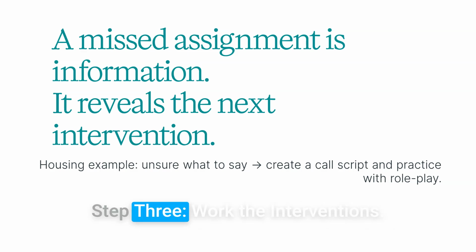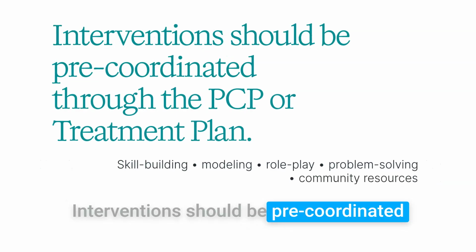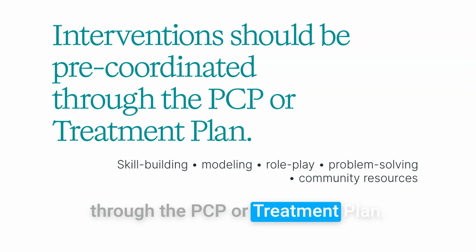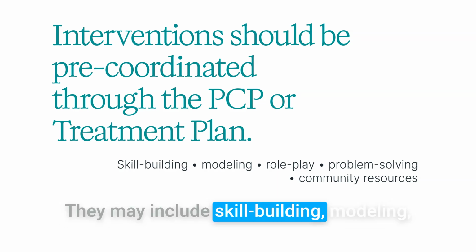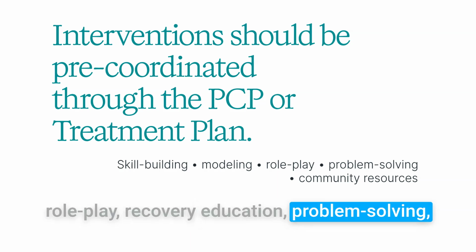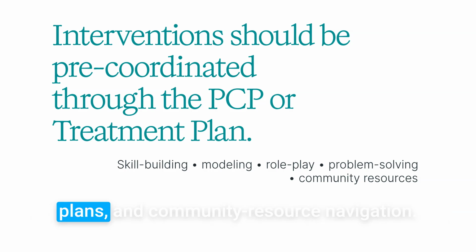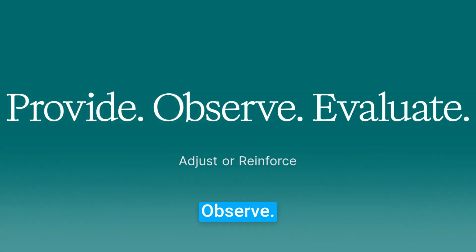Step 3. Work the interventions. This is the main portion of the service, typically lasting 1 to 3 hours. Interventions should be pre-coordinated through the PCP or treatment plan. They may include skill building, modeling, role play, recovery education, problem solving, coping skills practice, checklists, budgets, action plans, and community resource navigation. The intervention cycle is provide, observe, evaluate, adjust, or reinforce.